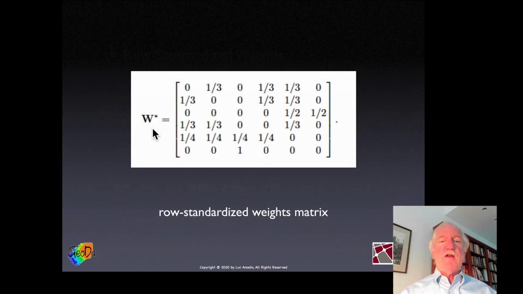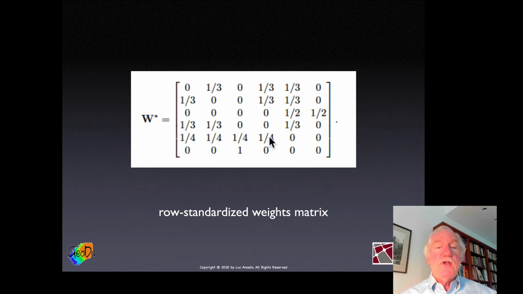What does this look like? For our little example, the first row we have 3 neighbors. So the sum of the row elements is 3. And as a result, our rescaled weights are 1 over 3. In the third row, however, we only have 2 neighbors. And so then the weights are 1/2. And in the fifth row, we have 4 neighbors. So then the weights are 1 over 4.